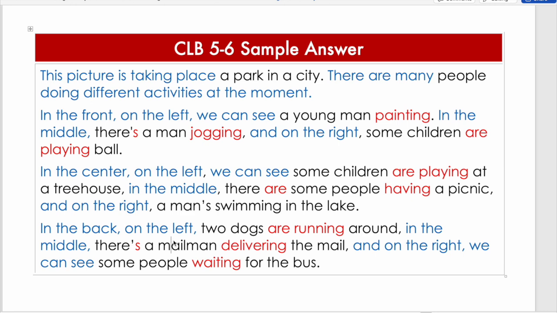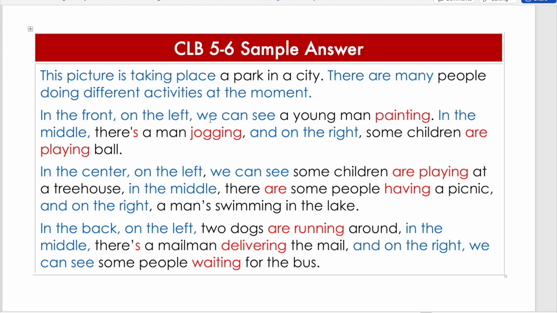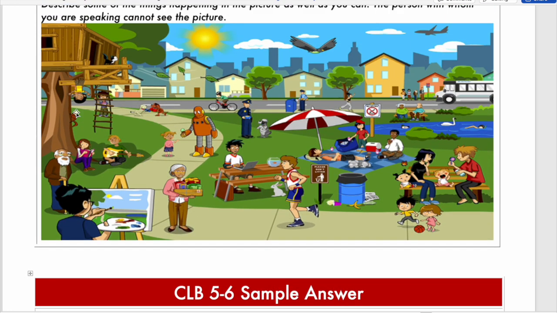It's 6 because we used really good sentence structure. We can see a young man painting. There is, there are. Okay. It's 6 because, well, we didn't make any grammar mistakes. Perfect. And it's 6 because we gave some really good ideas to describe almost all the picture. Okay.